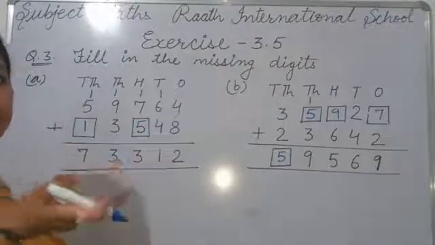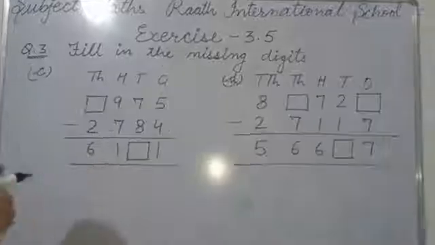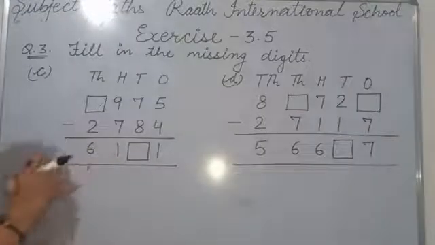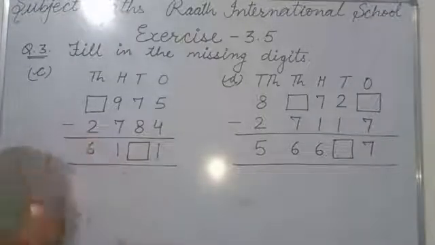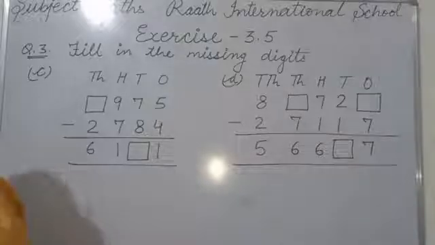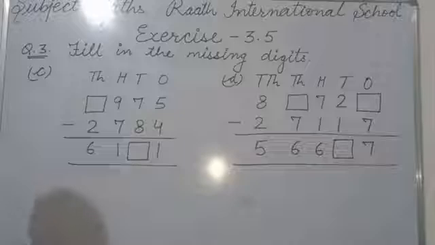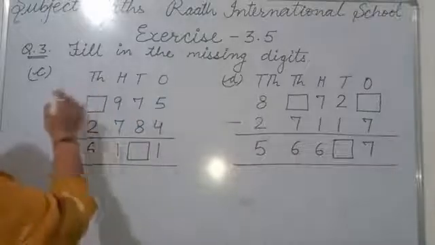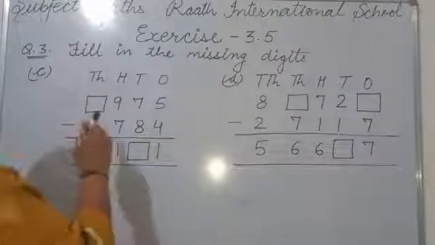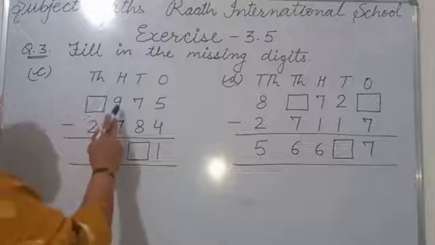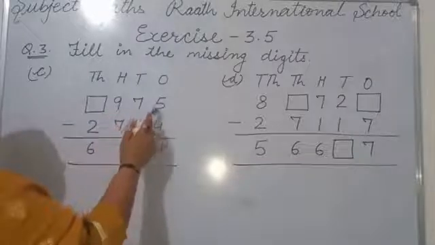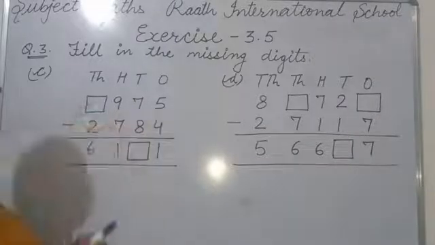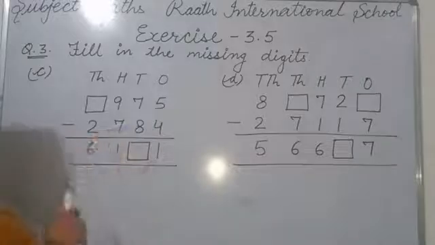Now C and D part of subtraction. These are two parts of subtraction. Okay. So here also a question is given and some digits are missing. Now C part, there is a 4 digit number. Here the 1000 column is missing, then hundreds is 9, tens is 7 and ones is 5. Then the lower number is complete, given here.